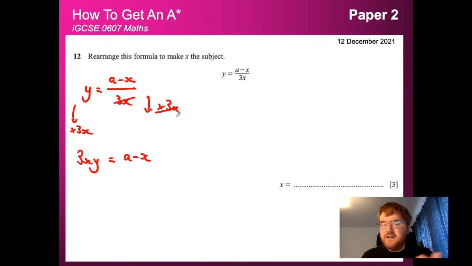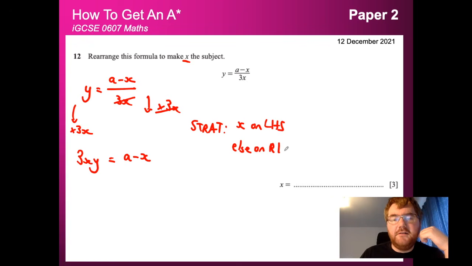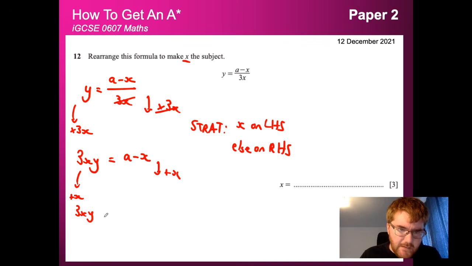Again, the same strategy as before. You want to make x the subject, so we write the strat. So everything with x on left-hand side, everything else on right-hand side. So in this question, we want to bring the x to the left-hand side, so we need to add x on both sides. If we do that, we get 3xy plus x is equal to a.